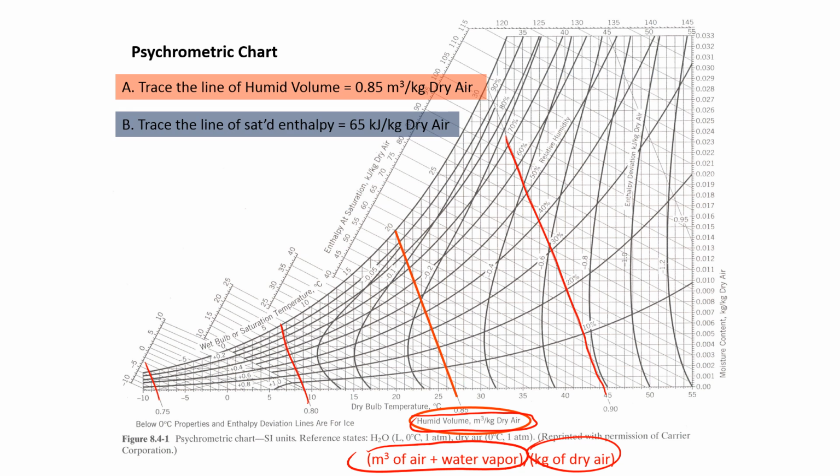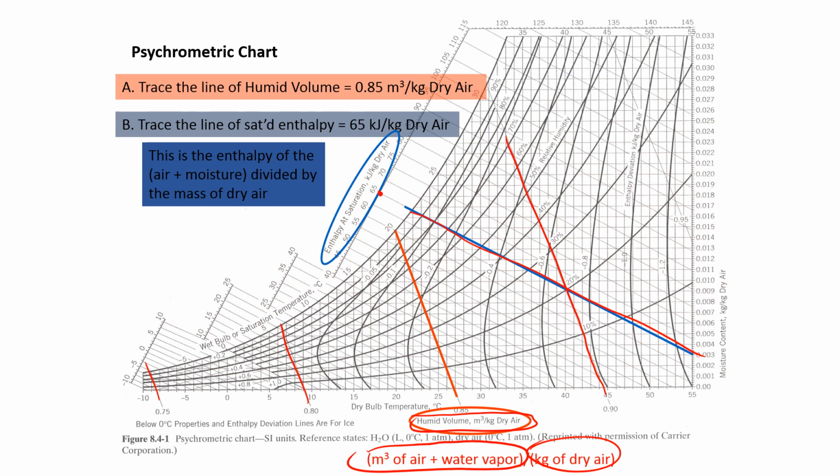Let's trace the line of saturated enthalpy of 65 kilojoules per kilogram dry air. So it's right here, and it's just going to go straight down. Here. So that's 65 kilojoules per kilogram dry air. This is the enthalpy of the air plus moisture divided by the mass of dry air. So remember, it's on a dry air basis.